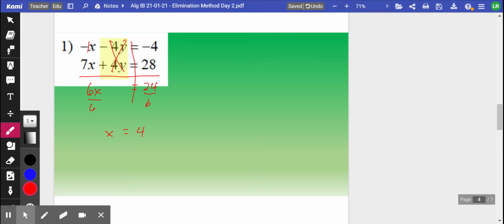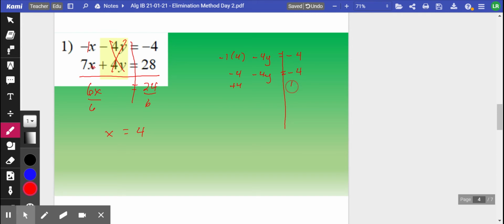Now, I just got an answer for x, so I'm going to plug that in. You can choose either equation, but this number 4 has to go in for an x. I'll just go ahead and use that top one. So I have negative 1 times 4 minus 4y equals negative 4. So I have negative 4 minus 4y equals negative 4.